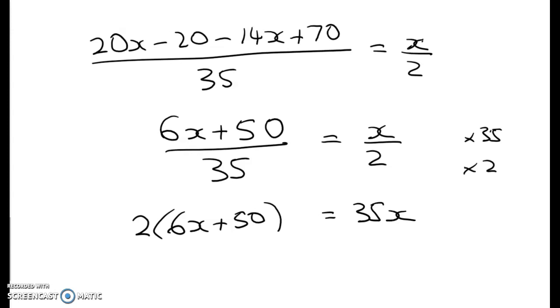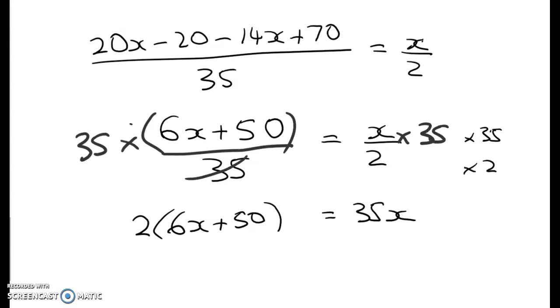Now often you'll hear people talk about the idea of cross multiplying, and this is what they mean. And I really don't like that term unless you really understand why we're doing it, right? It's because we're multiplying both sides by the same thing. If I times this whole thing by 35, these go. And now if I times both sides by 2, the same thing's going to happen.